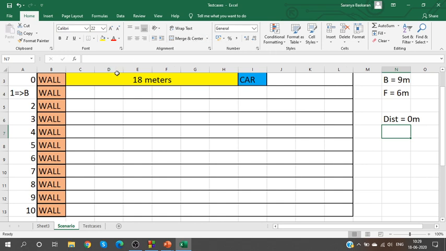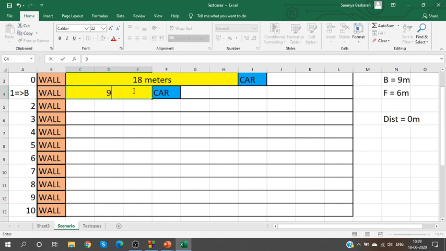So in step 1 we are going to move in backward direction. How many meters? 9 meters. So the car moves in backward direction. Car will be somewhere over here. Now what will be the distance? Car is somewhere closer to the wall. It has moved backward by 9 meters, so the distance will be 9 meters. Clear? So how much distance is traveled by the car? I'll note down the distance here.